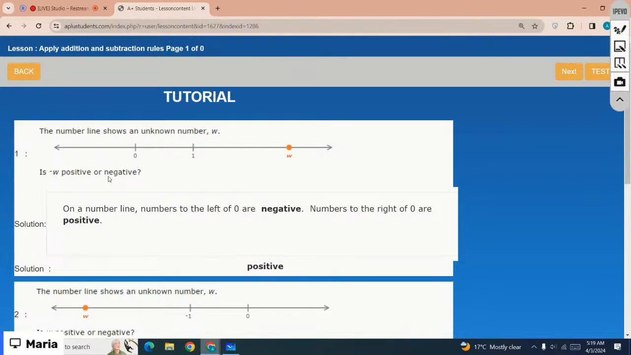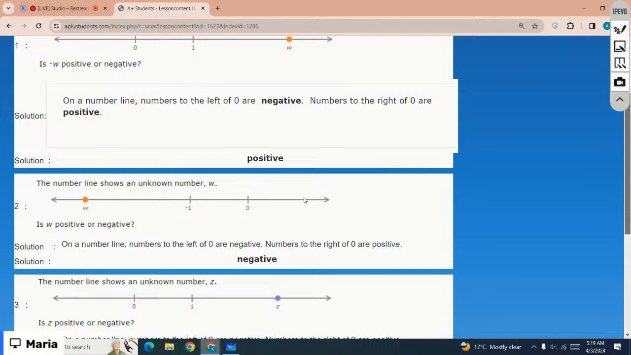Is w positive or negative? W is positive because w is on the right hand side of the 0, right? If w is on the left hand side of the 0, that means w is negative, right? But here, because w is on the right hand side of the 0, that is positive. Got it? You have to see the position of the 0.